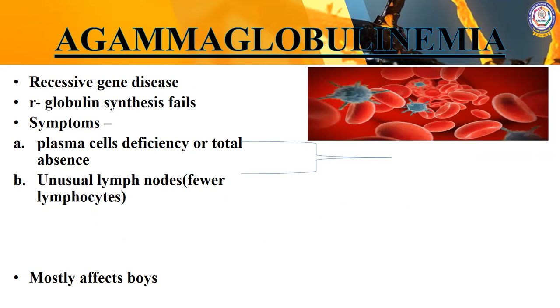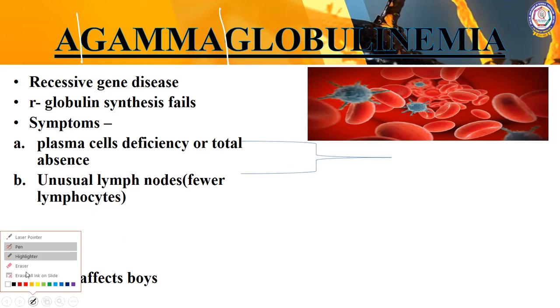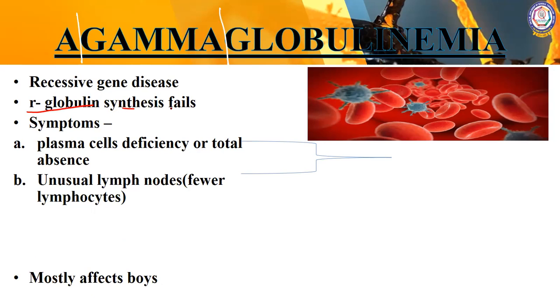Next disorder, agammaglobulinemia. Just read with me. Agammaglobulinemia. Globin is a protein structure. Globulinemia, agammaglobulinemia. It's a recessive gene disease. The gamma globulin synthesis fails here. That is why we call it a globulinemia defect, a reduction.